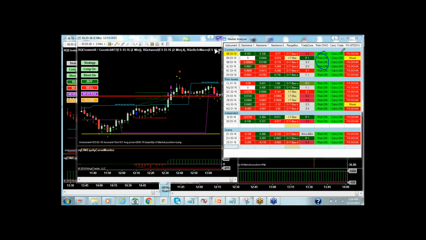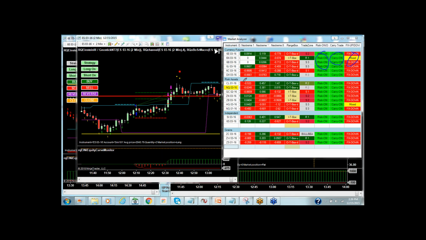The carry trade is alive and well. That means we're seeing rotations into the S&P stock indices and out of the Japanese yen. And we've had for most of the day FX down, which means dollar strength, weakness in the foreign currencies.